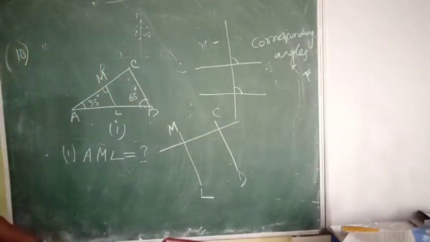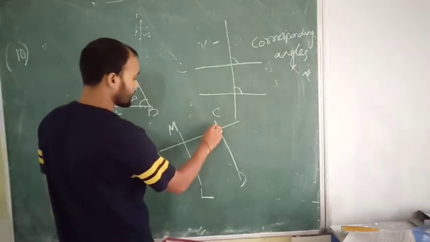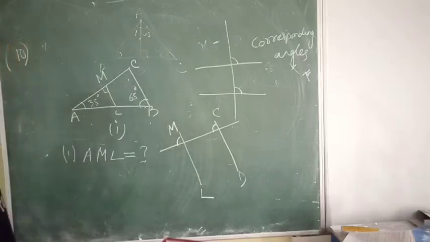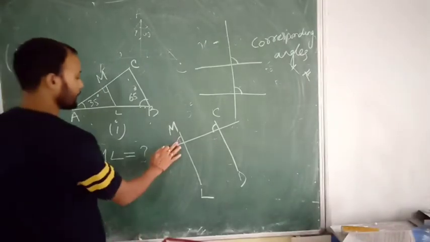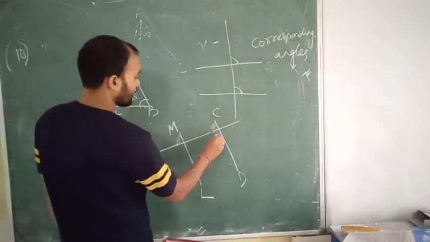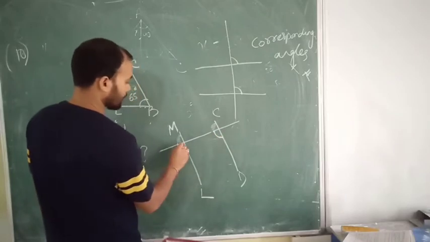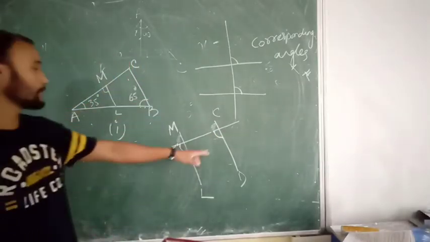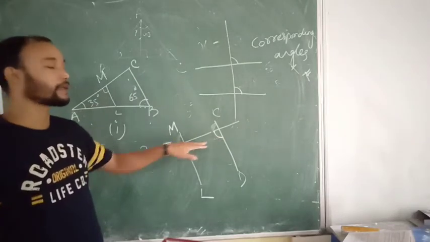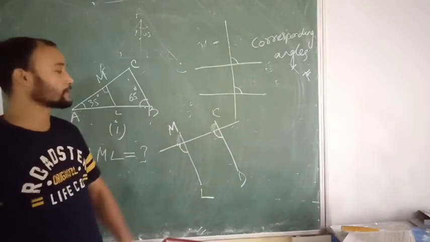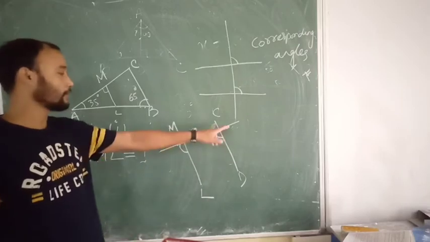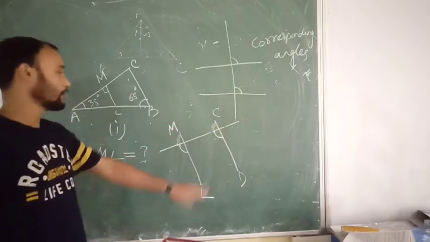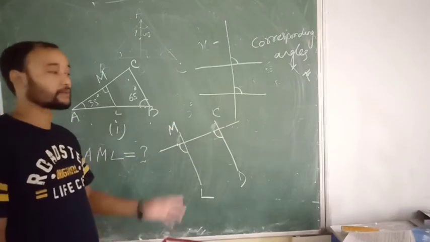If this is a transversal, then if this angle is equal to this angle, or we can say this angle is equal to this angle, same thing. If this angle and this angle are corresponding angles, they are vertically opposite angles. If you have not got all these terms, you will definitely get them. These are vertically opposite angles. They are also known as alternate angles.